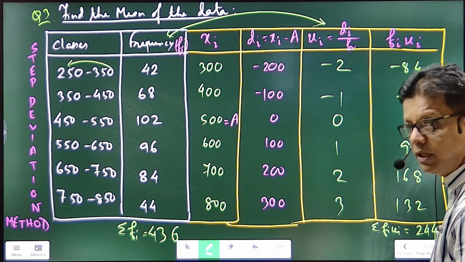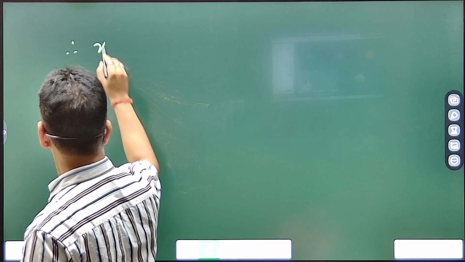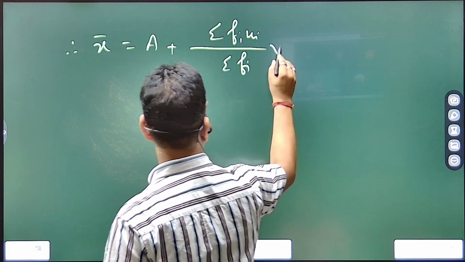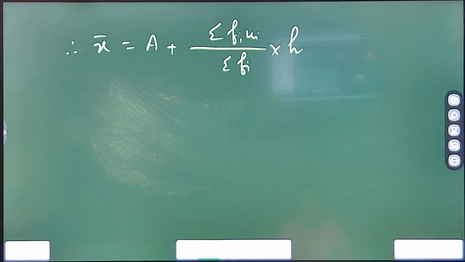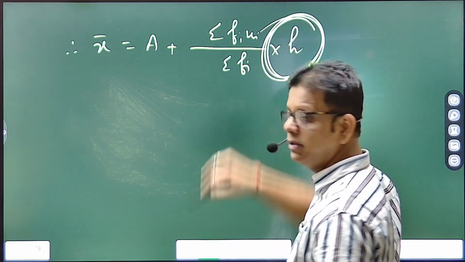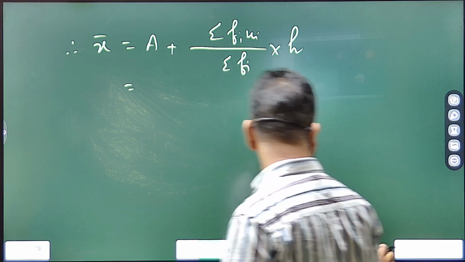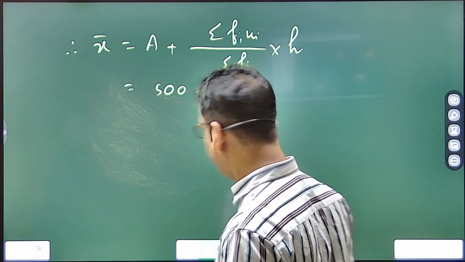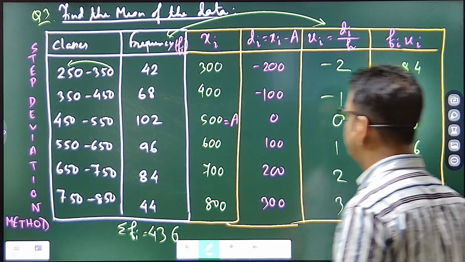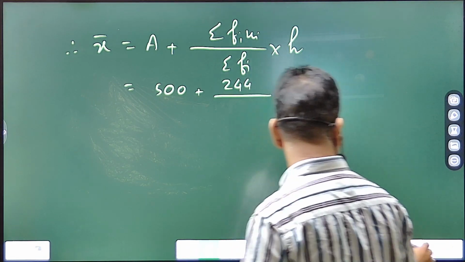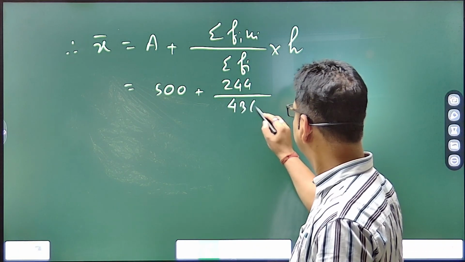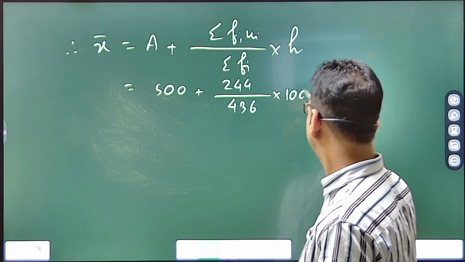Therefore, can I go to the next slide? Therefore, x bar means mean. X bar equal to a plus summation of FIUI divided by summation of FI into h. Here extra h is there, you see. Second formula we did not have this h, now we are having this h. This portion is extra. Now a means the assumed mean. What is that? 500. Okay, so a is 500 plus summation of FIUI, just now you got 244, by summation of Fi, frequency total, 436. H how much it was? 100.